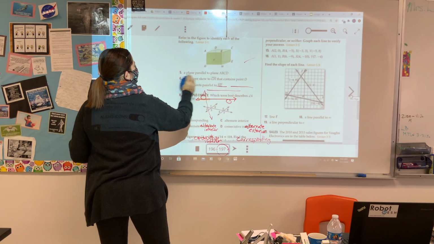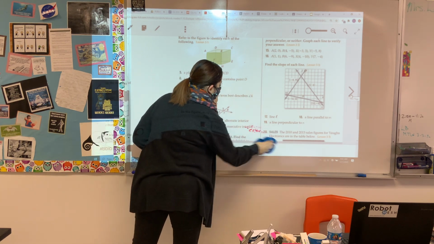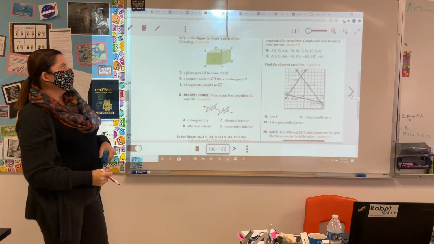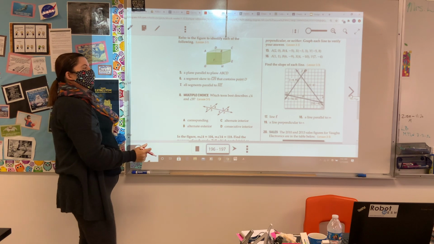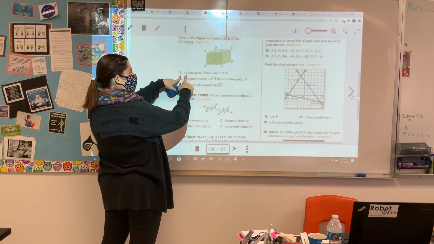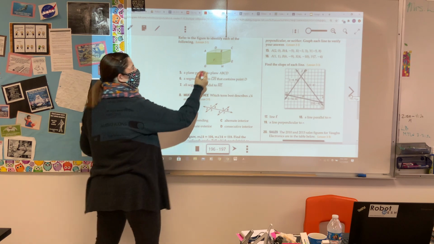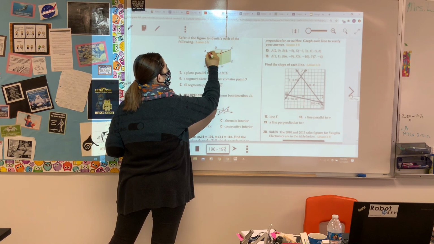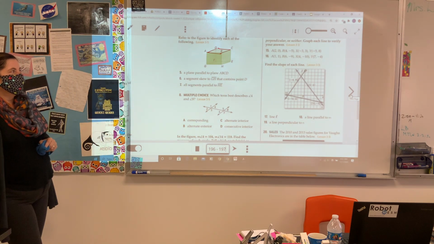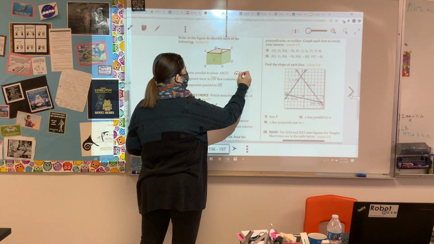Okay, for these next 3 questions, we're going to be using this box diagram that you see right here. It says refer to the figure to identify each of the following. Now again, this shouldn't be too difficult. We need to identify a plane that is parallel to the plane ABCD. So ABCD is this plane up here. What plane is parallel to that? G, H, E, F.